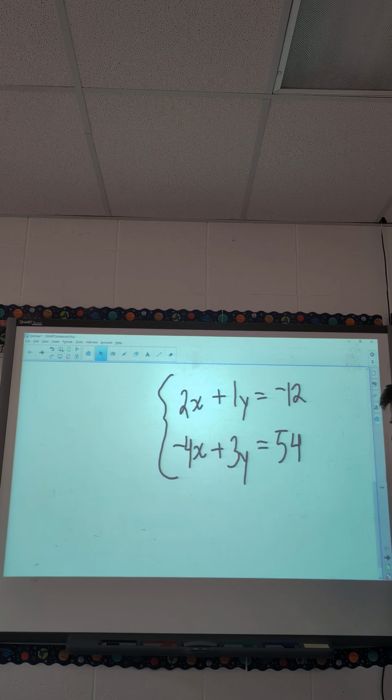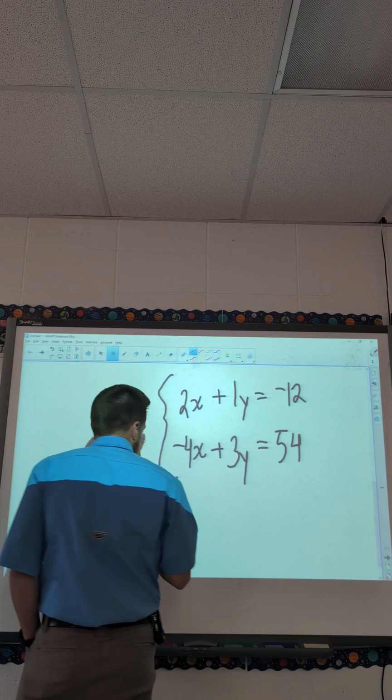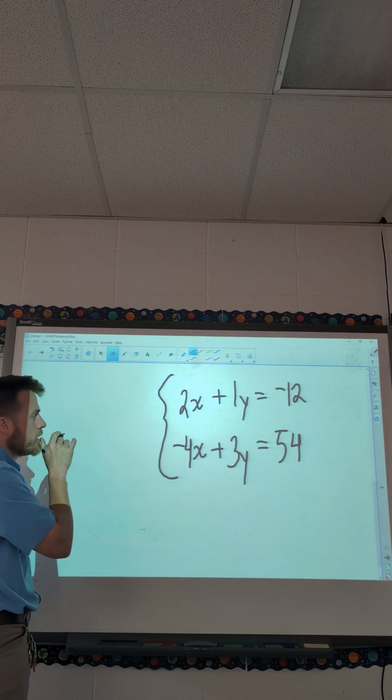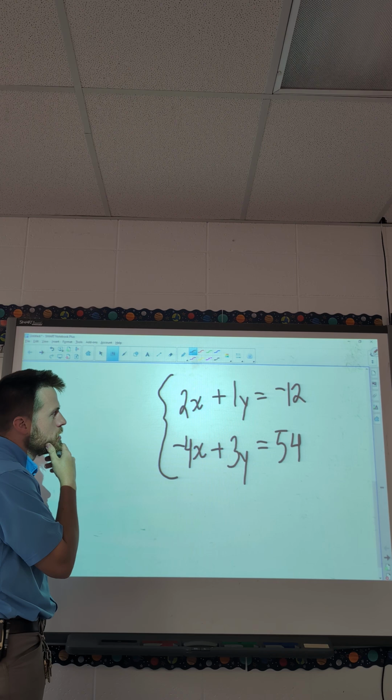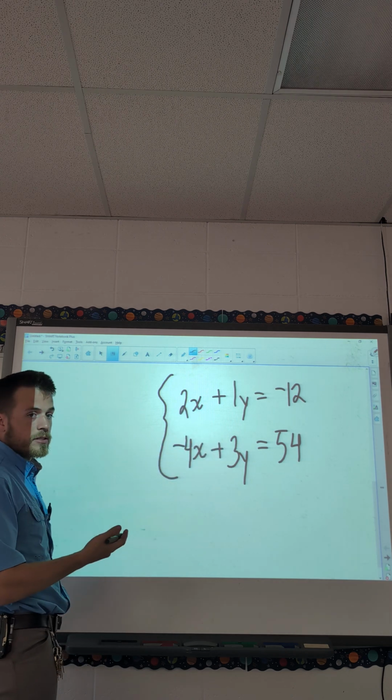So now we have our two choices of substitution and elimination, and we could use either of them here. It's your choice. For whatever reason, I've always liked elimination, but we'll get there. So if we wanted to use substitution, we set either of these equations equal to either x or y.